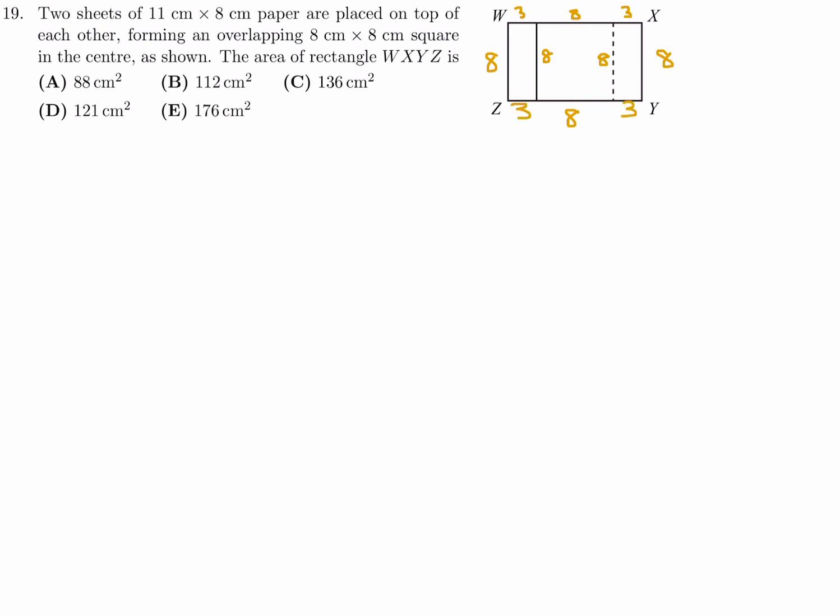So the dimensions of this look like 8 times 3 plus 8 plus 3, which is 14. And therefore the area would be 8 times 14. And 8 times 14 is 112. So number 19, the answer is B.